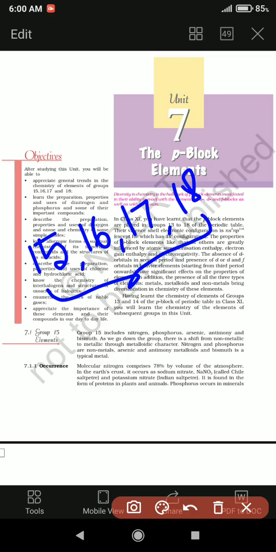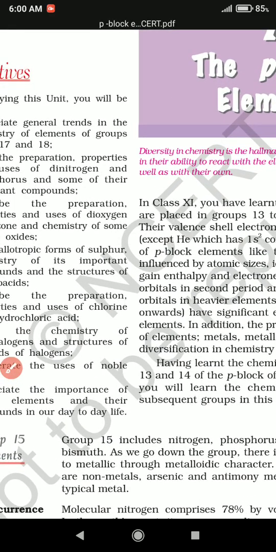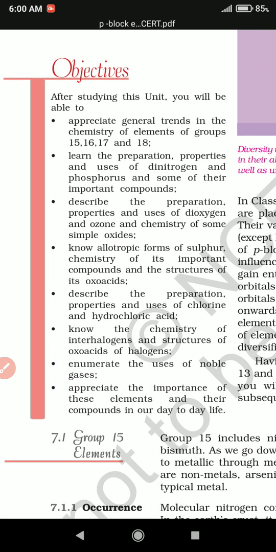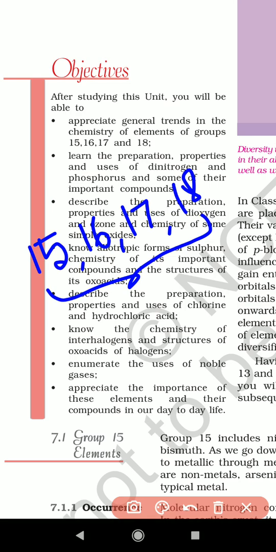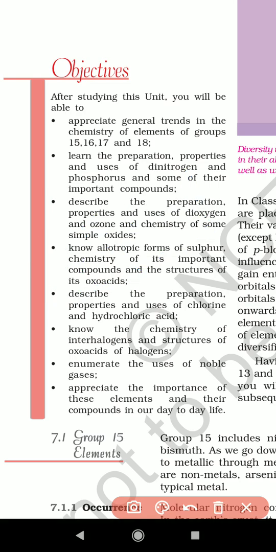So let us see the major objectives for this P block elements. We are going to study the general trends in the chemistry of elements of groups 15, 16, 17 and 18. Trends is nothing but periodic properties. What periodic properties do groups 15 to 18 exhibit? These we are going to learn.